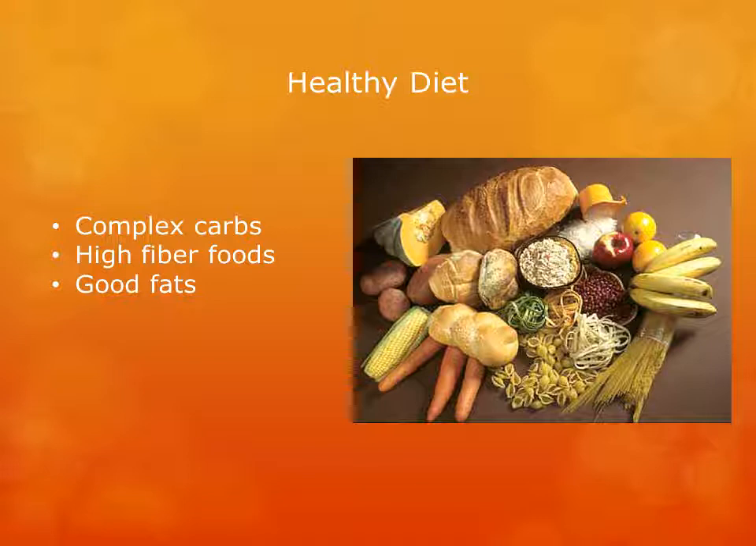A healthy diet is one of the most important things we can talk about when it comes to diabetes. First and foremost, we want to talk about complex carbohydrates. These will help regulate our blood sugar and give us energy throughout the day. An example of these will include wheat bread, brown rice, sweet potatoes, and other foods such as that.